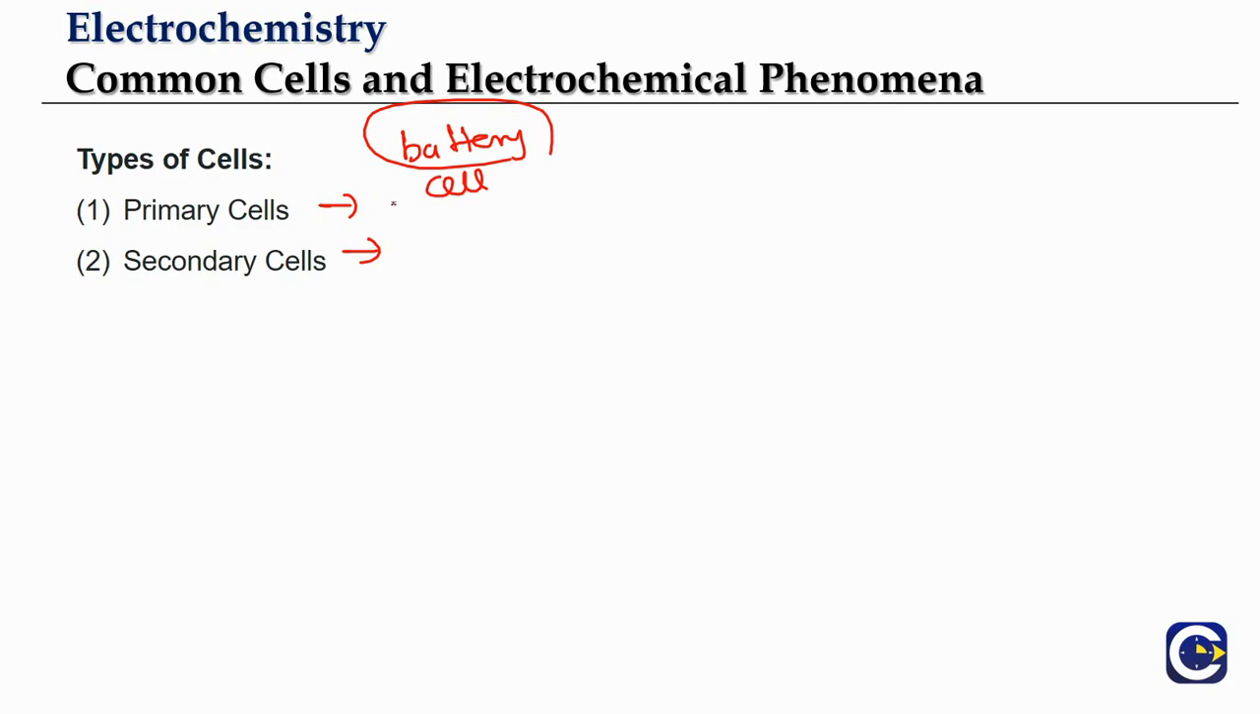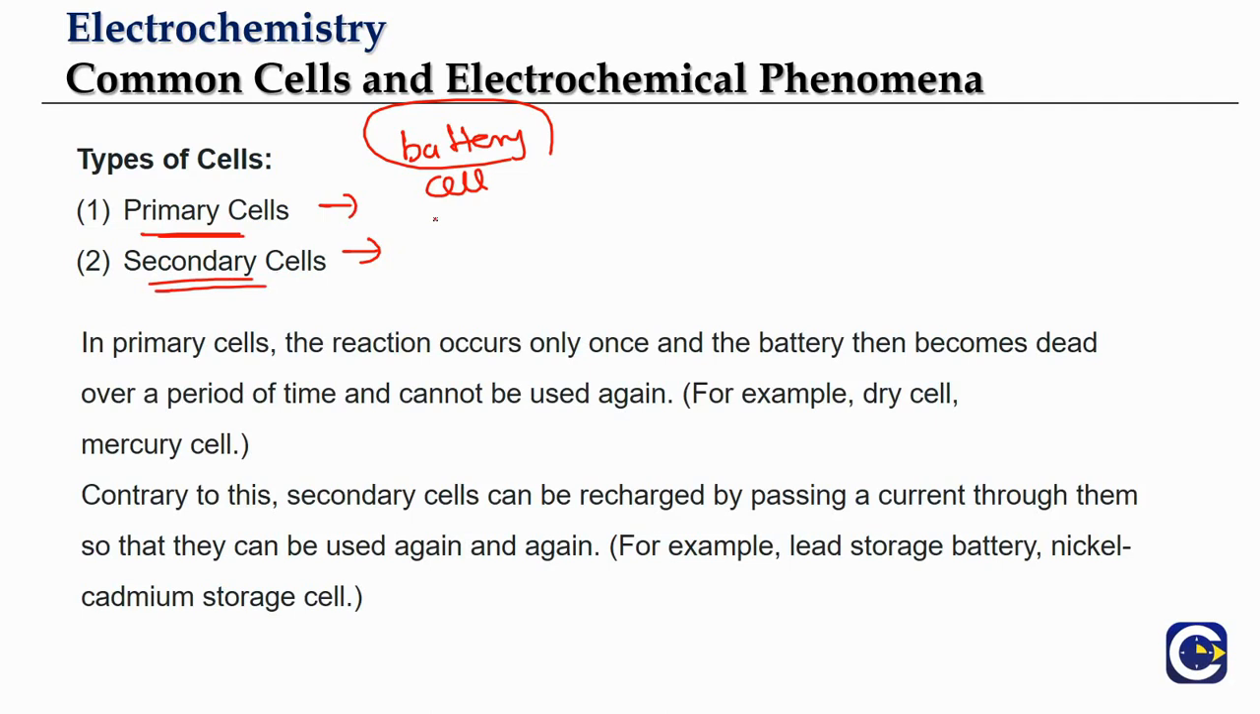So if you look at these electrochemical cells, we divide them into two categories. First is what we call primary cells, and the other one is secondary cells. What is the difference between primary cells and secondary cells? In primary cells, the cell reaction, because remember what is driving the E cell value is the cell reaction, occurs only once, and once the cell reaction is completed, the cell becomes dead, and this cell cannot be used again.